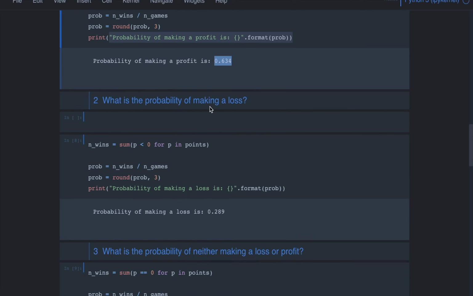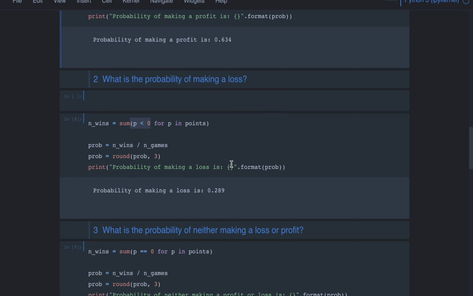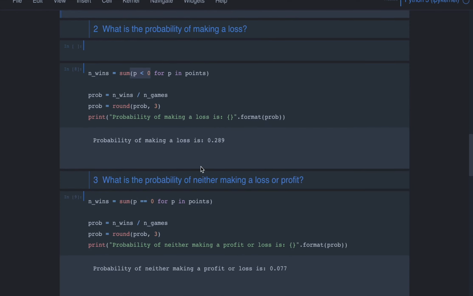All right, and then let's reverse this question. What is the probability of making a loss? So all we need to do is count the number of values which are less than 0. So only this thing is changing. So the probability of making a loss is close to 0.28, or 0.29, let's say.